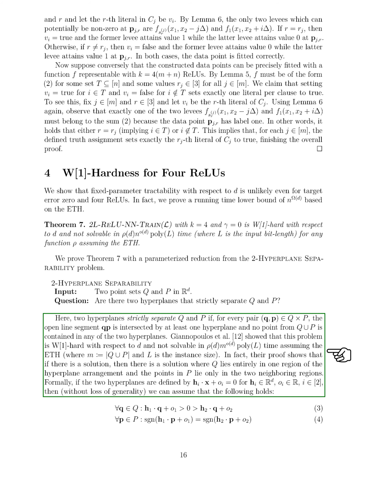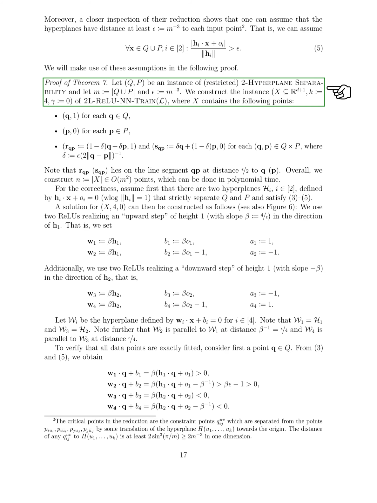We'll then construct an instance of the 2L ReLU NN train problem, where the input data consists of certain points derived from the points in Q and P, and show that if there is a solution to the 2-hyperplane separability problem, then there is a solution to the 2L ReLU NN train problem. Conversely, if the points in the 2L ReLU NN train problem can be exactly fitted by a function realized by 4 ReLUs, then there is a solution to the 2-hyperplane separability problem.